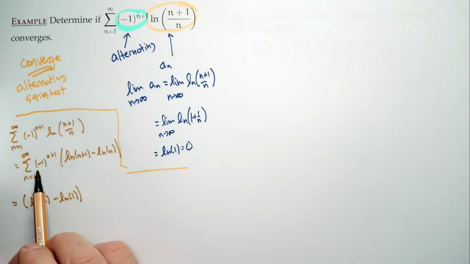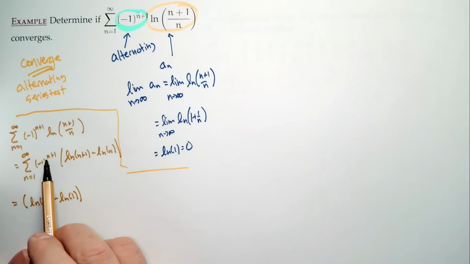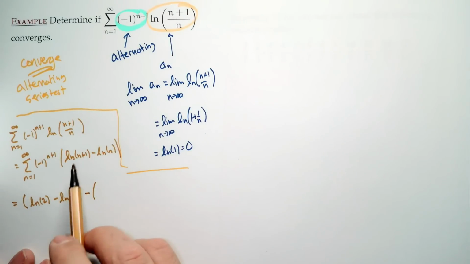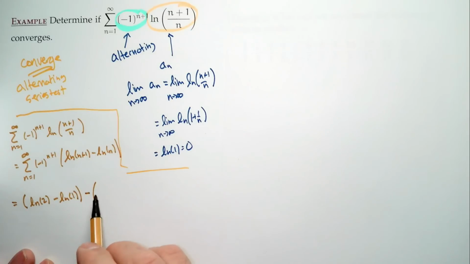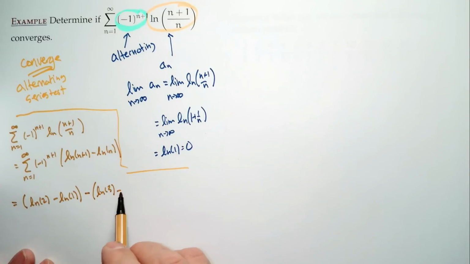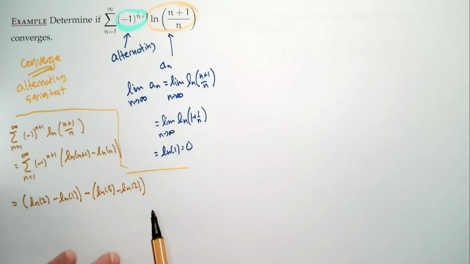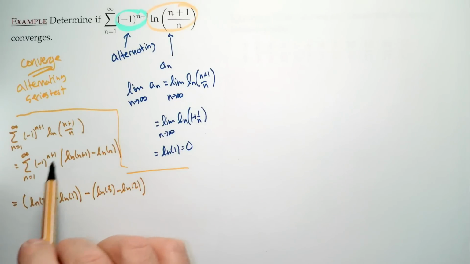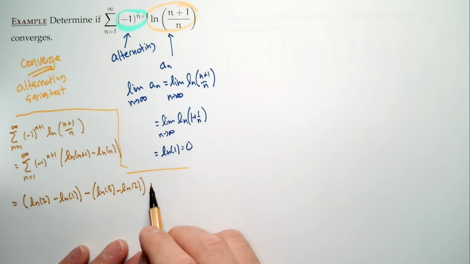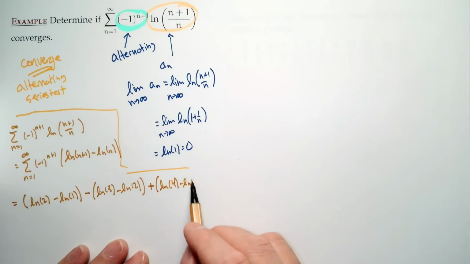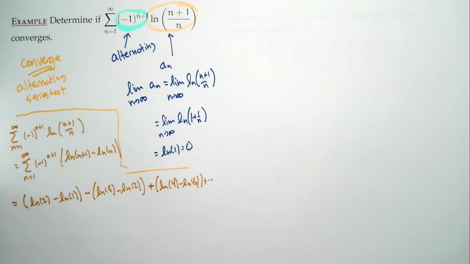Then the next term will be a minus 1 to the 2 plus 1, because the next term is n equals 2, which is a minus. And then we'll have log of 2 plus 1, which is log of 3, and then minus log of 2. And then the next term would be what? Well, minus 1 to the 3 plus 1, because the next term is n equals 3, which would make it a plus. And then it'll be log of 4 minus log of 3, and so forth.